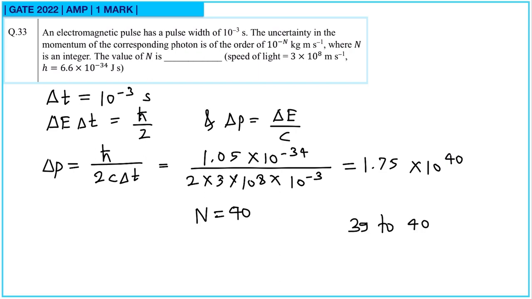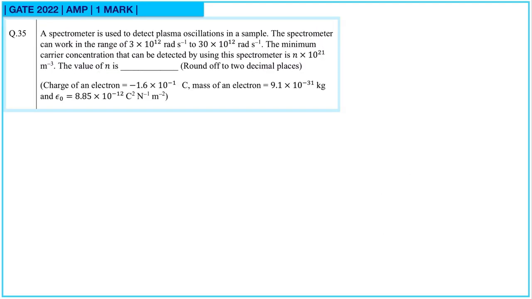Next question 35. A spectrometer is used to detect plasma oscillations in a sample. The spectrometer can work in the range of 3 into 10 raised to 12 to 30 into 10 raised to 12 radian per second.